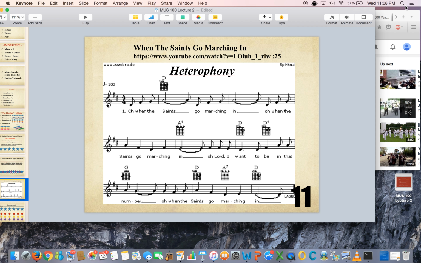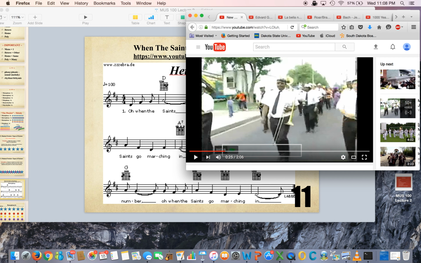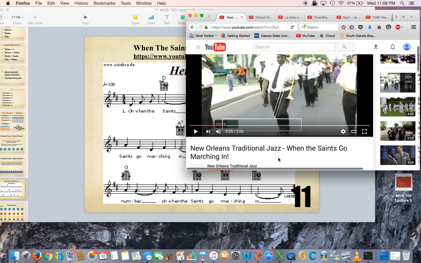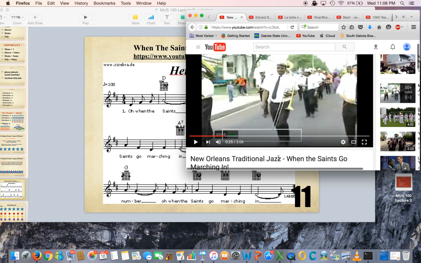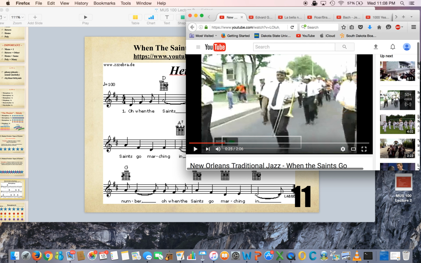So I have an example where you're going to hear a marching band, a New Orleans marching band, and they're going to play Oh, When the Saints Go Marching In, and you're going to hear a bunch of people just blowing over this melody. That's heterophony, just jazz.